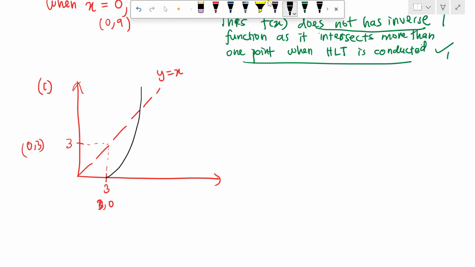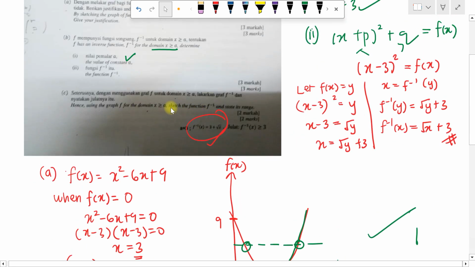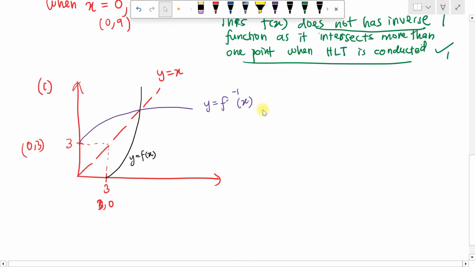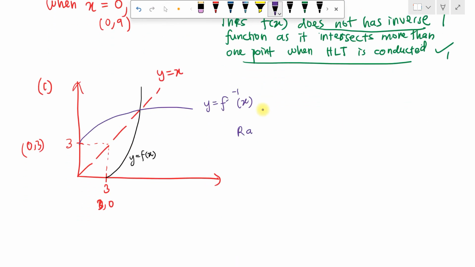Okay, and then this is your y equal to f(x). And now you need to draw the inverse, y equal to f inverse x. And what are they asking? They are asking, okay, sketch the function f inverse, state its range. You want the range. Okay, range of f inverse is equal to domain of f.